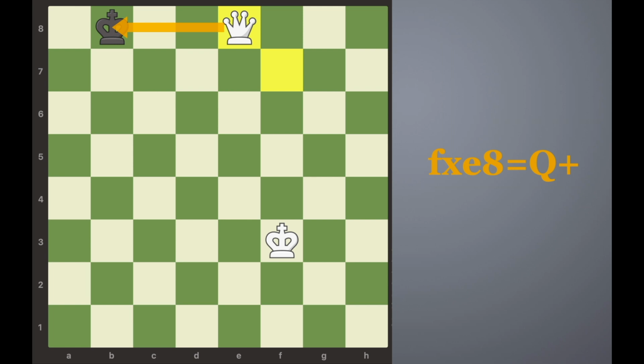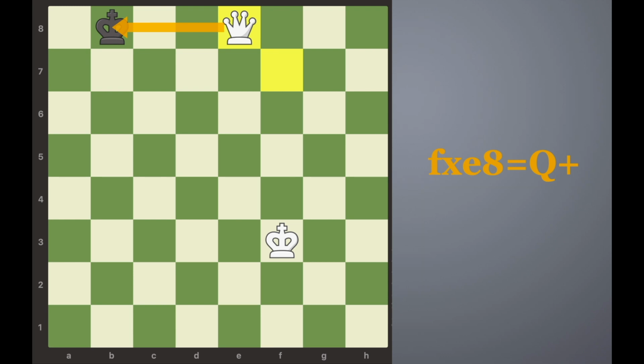After capturing a piece on the last rank, if there is a check to the king, we can use the symbol plus at the end of the notation. So here we can say fxe8=Q+.